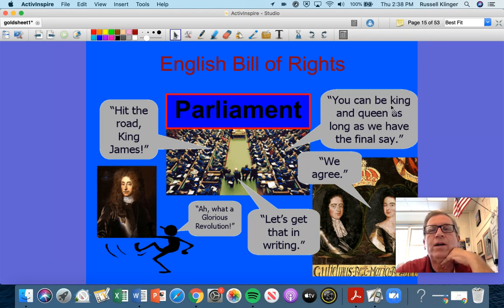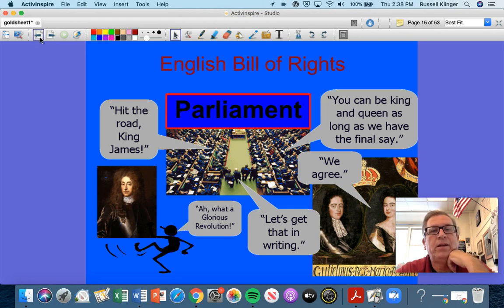And what they do, they basically give him an ultimatum and say, look, we're tired of you violating our individual rights, and you can be king or queen, but we want to have a group of people that represents the needs of the people, that is a voice of the people in our government. And we want to create something called a parliament.